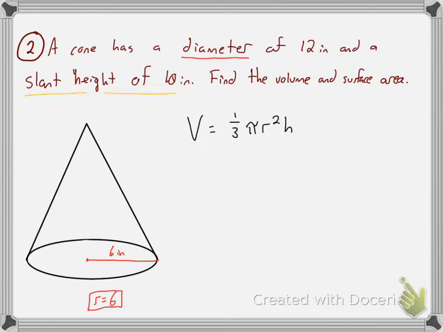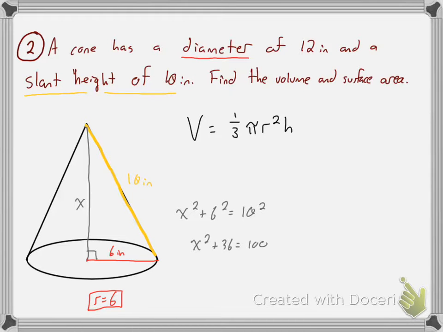From there, they gave me my slant height of 10. So again here, I need the perpendicular up and down height. So I'm going to set up a right triangle, use the Pythagorean theorem, and solve for my missing value. So here, since I have a missing leg, I'm going to set it up like this. X squared plus 6 squared equals 10 squared. I'm going to square both of those. Minus 36. I have x squared equals 64. Square root both sides. And my missing value, x equals 8 here. So my height is 8.